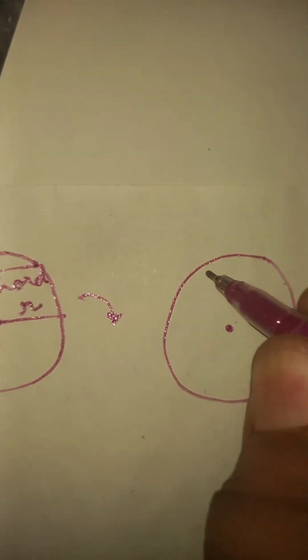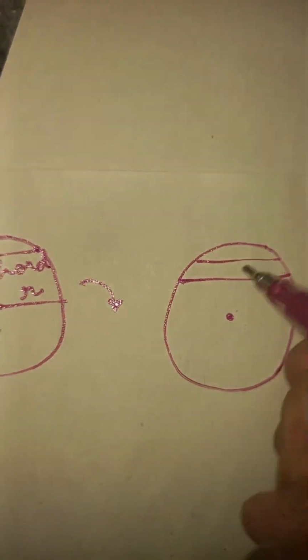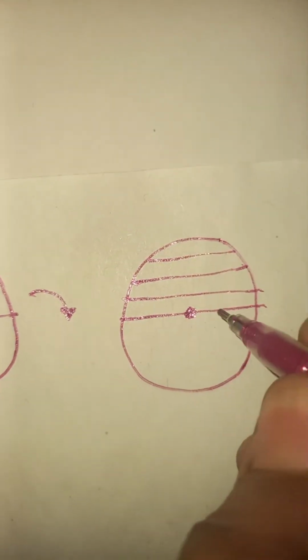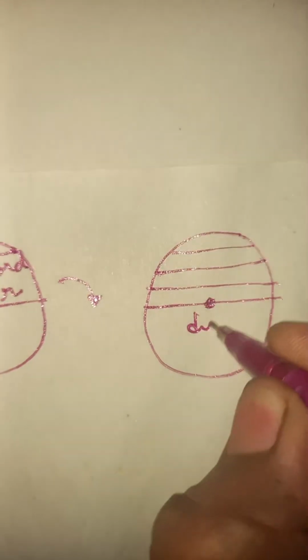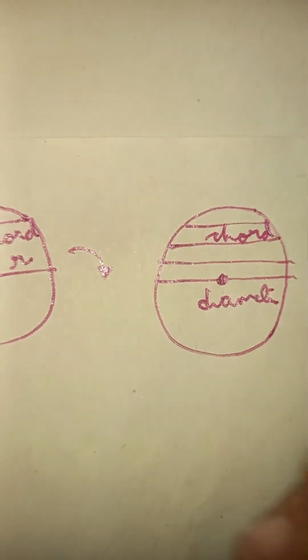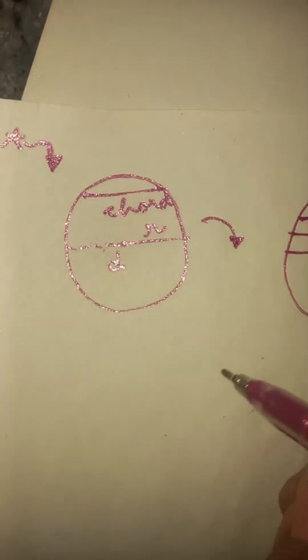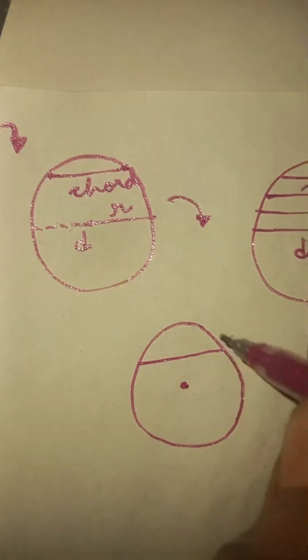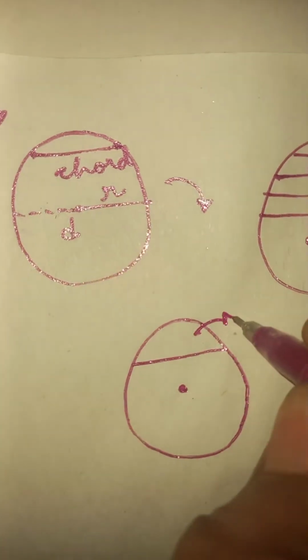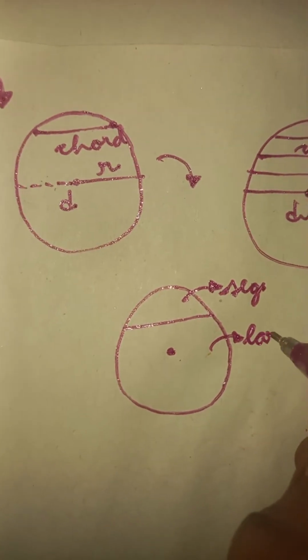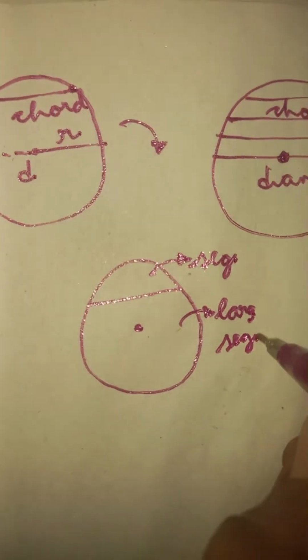If you take any circle and the chord keeps becoming bigger and bigger, it is going to reach the maximum size where it touches the center and becomes the diameter. Here it is just a chord. Now this chord is going to divide the whole circle into two parts. The smaller part is known as the smaller segment, and this one is known as the larger segment.